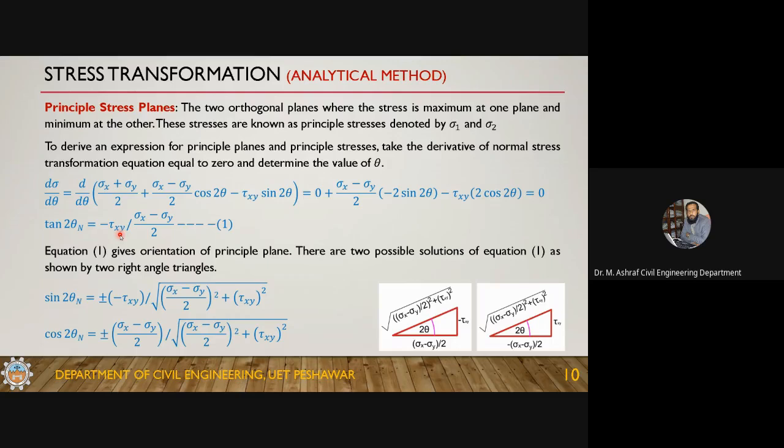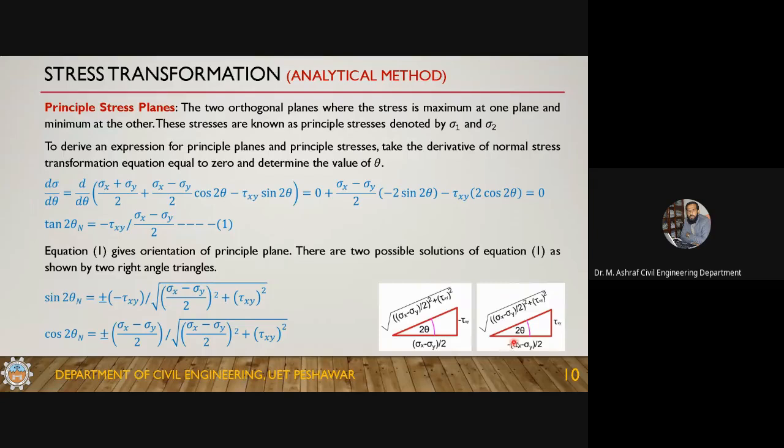But to get an expression for theta, I've represented this equation with the help of these two diagrams. Here you can see this is minus tau xy, this is sigma x minus sigma y by 2, and this is 2 theta n. So tangent of 2 theta n is equal to minus tau xy divided by this. This triangle is representing this equation. Here this is negative, but this is positive, and here I've converted this positive to negative, because the negative sign can go with tau xy, or with sigma x minus sigma y by 2.